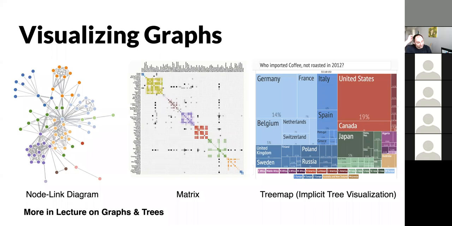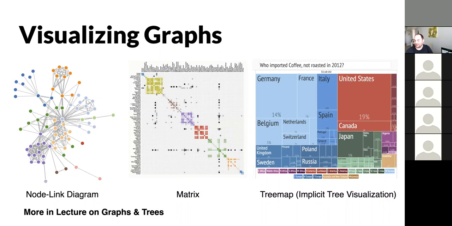For graph visualizations, we have three major types of visualizations. We have node-link diagrams, which show networks in probably the most familiar type. We have nodes, which are dots or some kind of mark, and then we show an edge, a line connecting these items. There are also adjacency matrices that have the items in both the rows and the columns, and then a filled-in cell shows an edge.